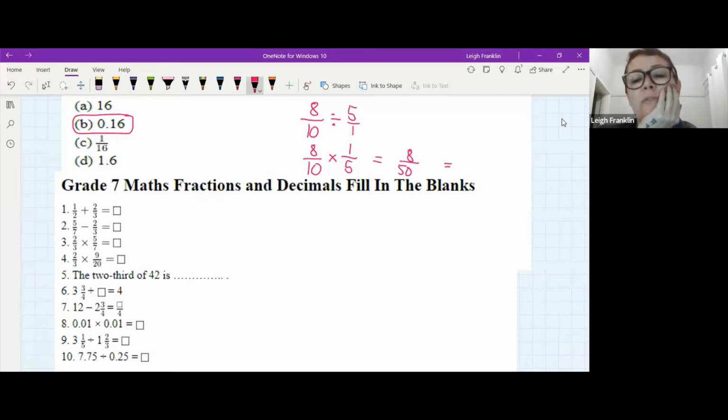So 8 out of 50 written as a decimal would be, how would we work that out? Well, maybe we could simplify a little bit. Maybe that'll be easy. So if we divide this by 2, we get 4. If we divide this by 2, we get 25. Does that help us? 4 out of 25.